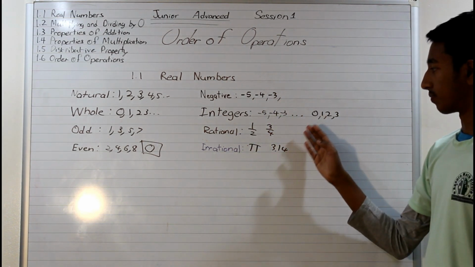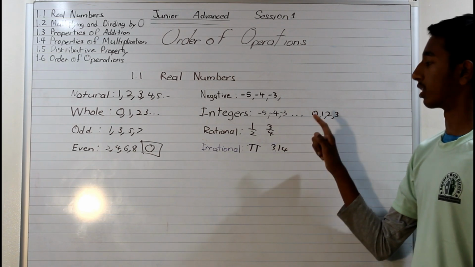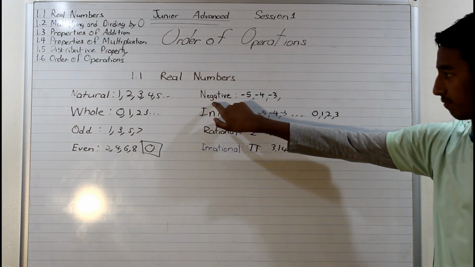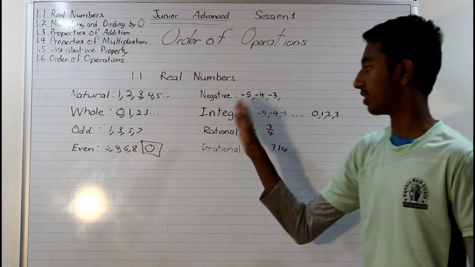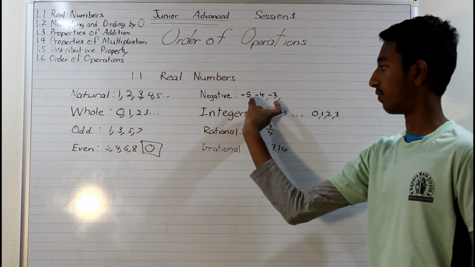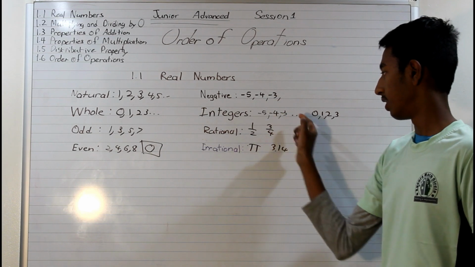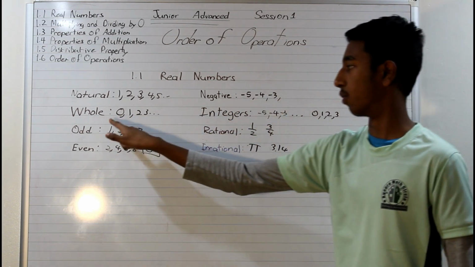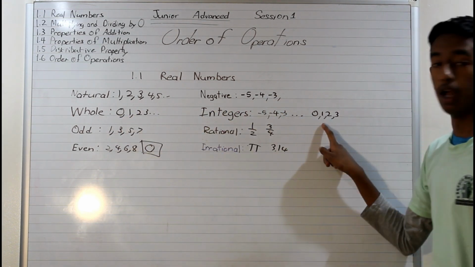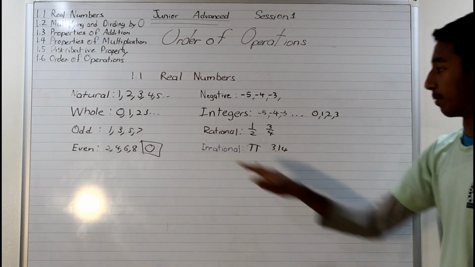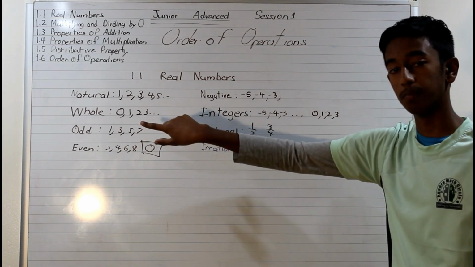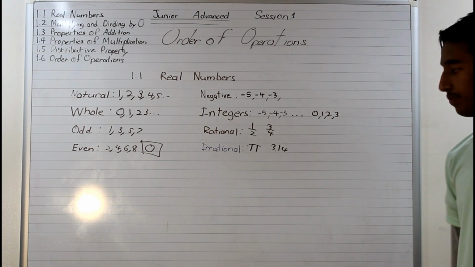Now, integers. Integers are the combination of negative and whole numbers. As you can see, I used the example for negative in here, so negative 5, 4, and 3. Then also the example for whole numbers, 0, 1, 2, and 3. When you combine these two, negative and whole numbers, together makes integers.